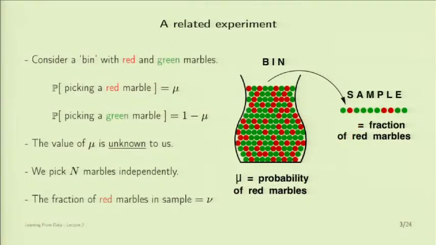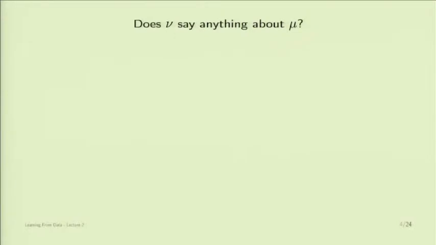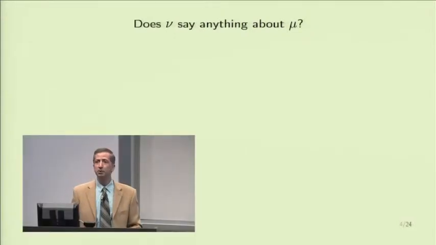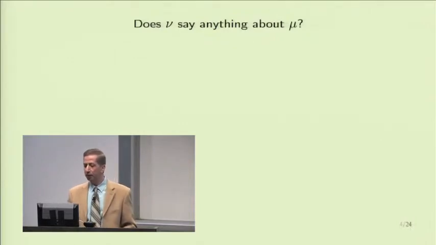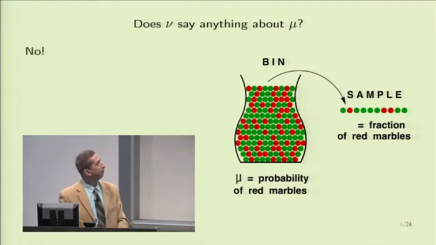Okay? Now, this is the bin. So now the next step is to ask ourselves the question we asked in machine learning. Does nu, which is the sample frequency, tell us anything about mu, which is the actual frequency in the bin that we are interested in knowing? The short answer is no.